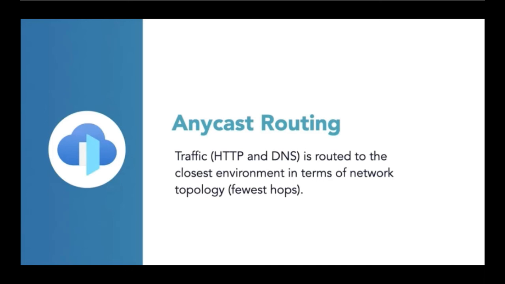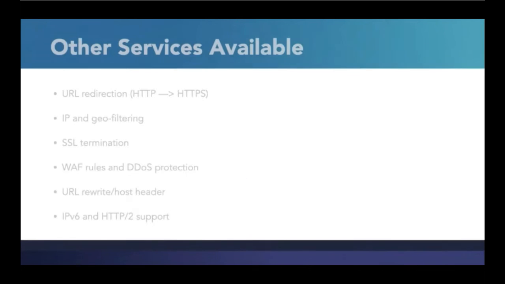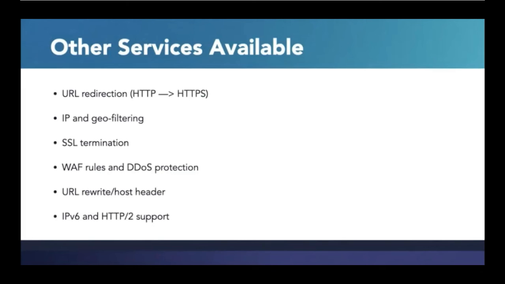Front Door supports several other features as well, including URL redirection. We can redirect traffic at multiple levels: at the protocol level, for example, routing from HTTP port 80 automatically to the secure SSL channel, or by host name or path. It's all path-based, so you can have different settings for different services. IP address and geo-filtering, if we'd like to exclude or block certain IP addresses or countries.